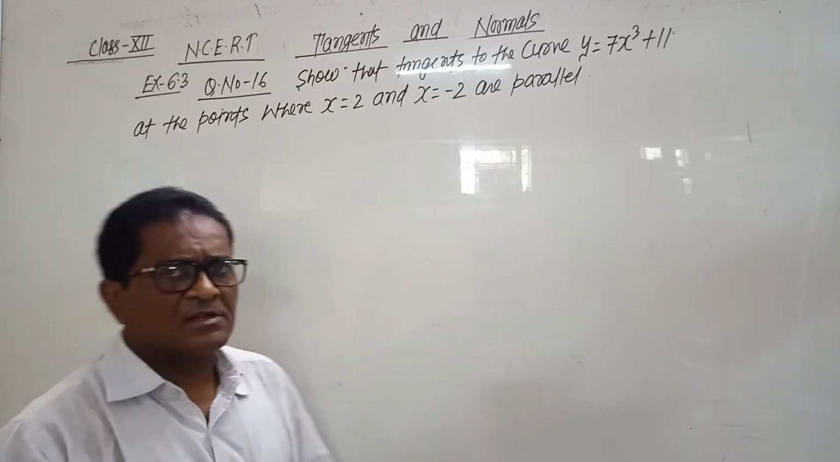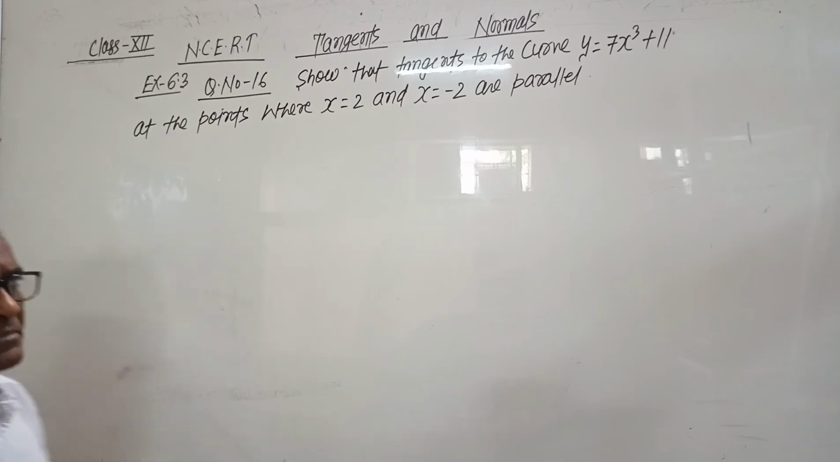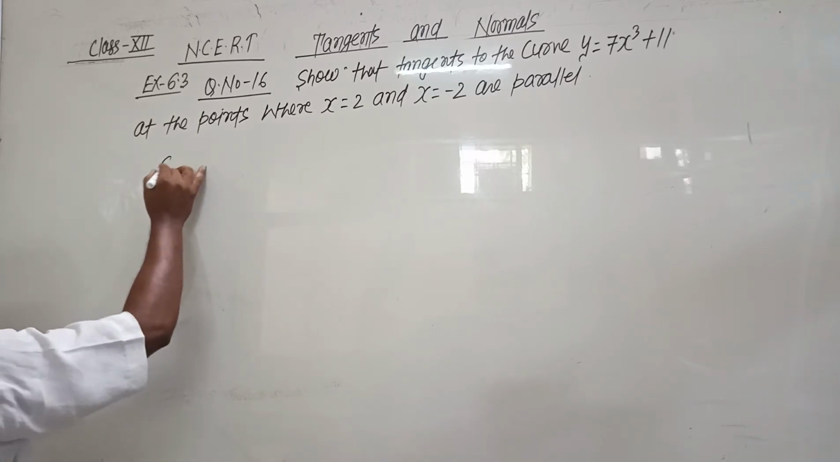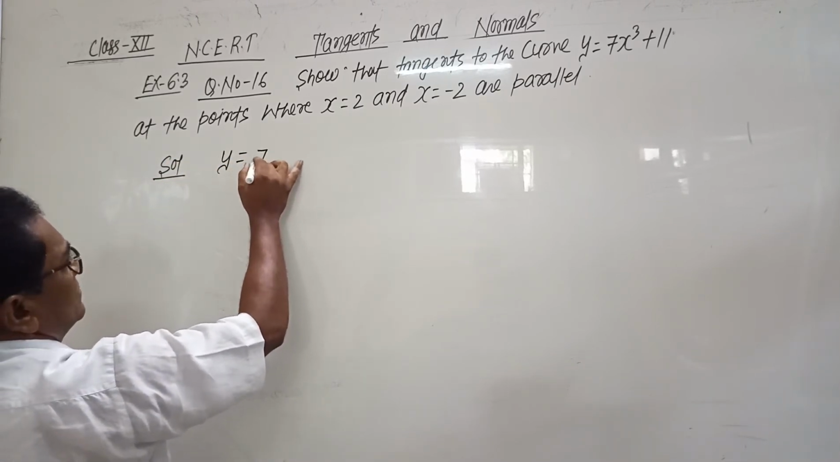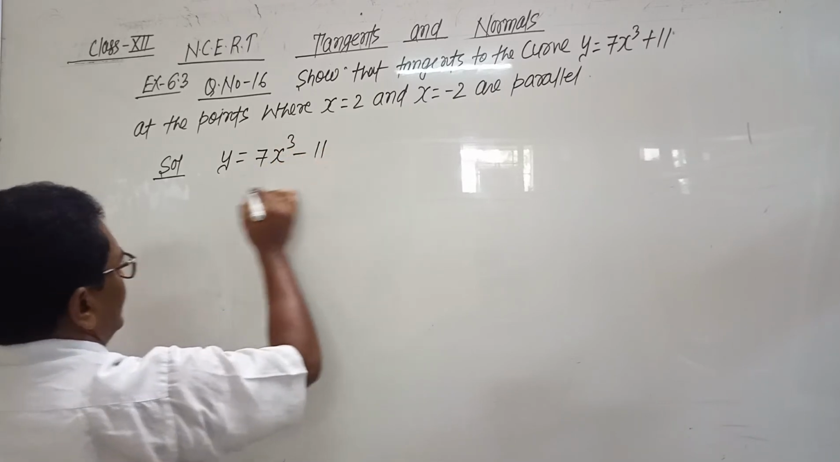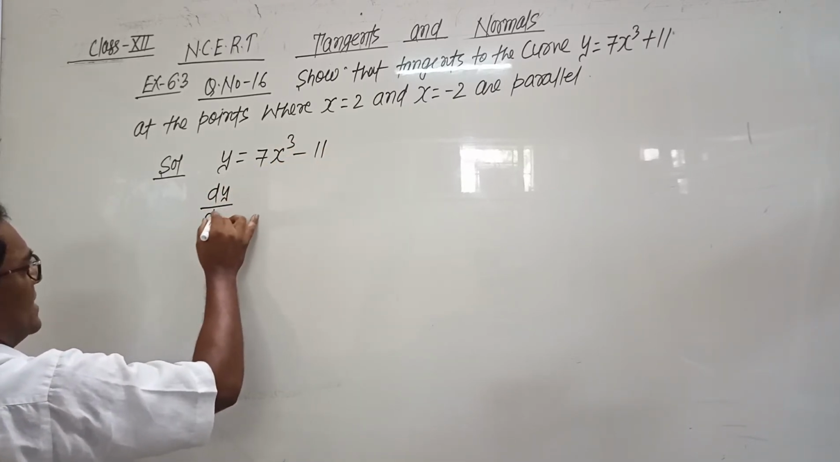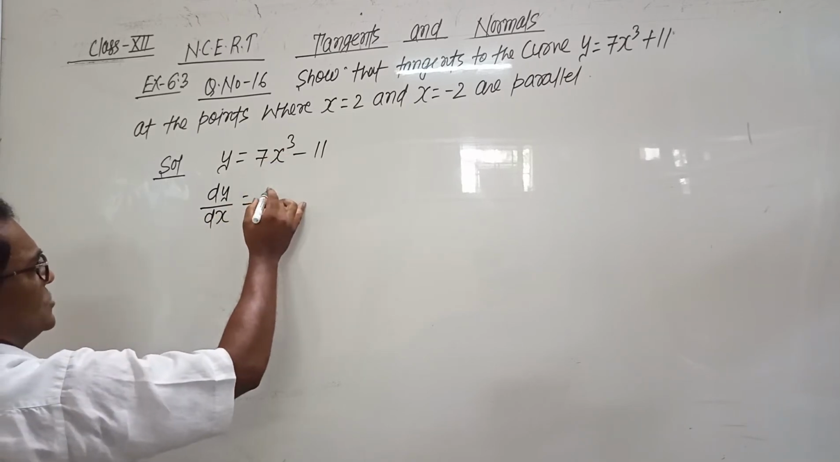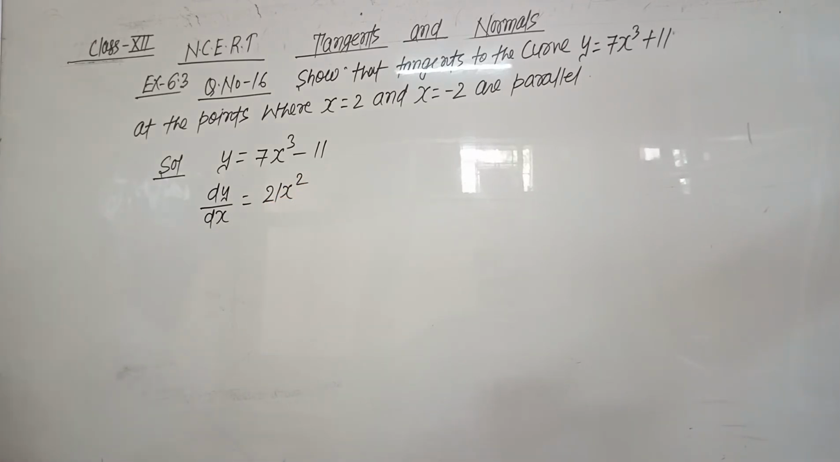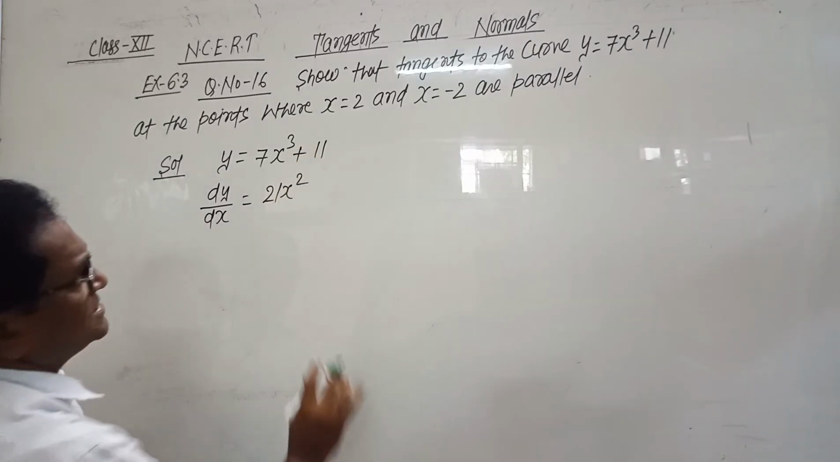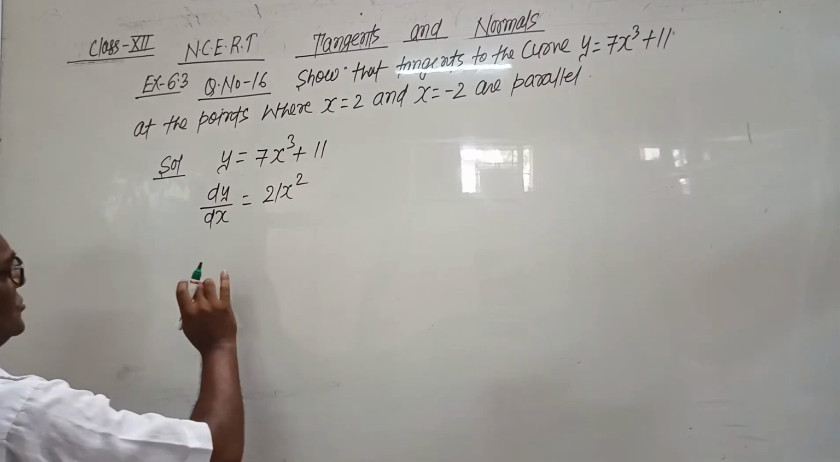So if the slope at both the points remains equal, then we can say that the lines are parallel at the two points. So first we find the slope of the curve, y equals 7x cube plus 11. Find dy by dx. So dy by dx is differentiation of x cube, 3x square, so 21x square. Differentiation of 11 is 0.